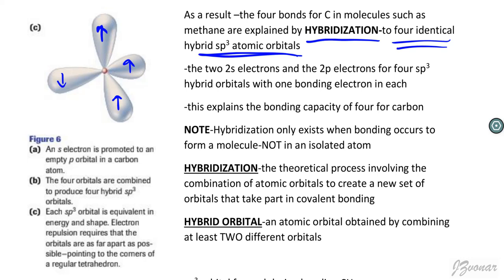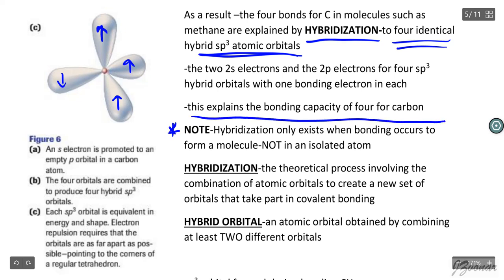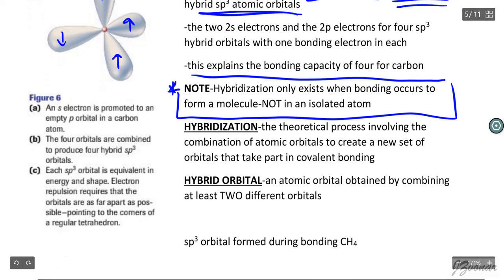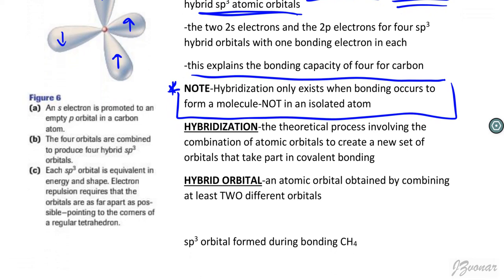Now, hybridization is only going to occur, this is a very important concept to realize, when bonds are going to form within a molecule, not in an isolated atom. So if you were asked to draw the orbital diagram of a carbon atom, you would draw it as we have always in the past. But if it's involved in bonding, you then need to show how it hybridizes to form an sp3 hybrid. Okay, so this is a theoretical process which combines atomic orbitals to form new sets of orbitals that will take part in covalent bonding.